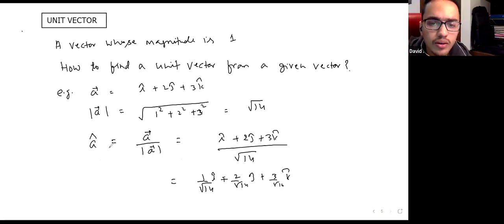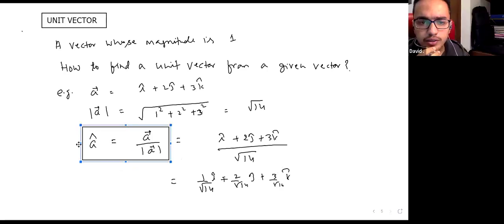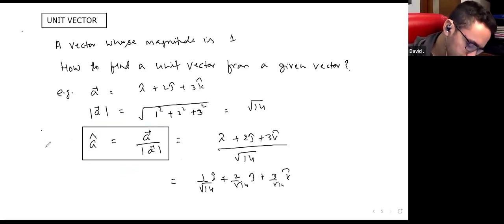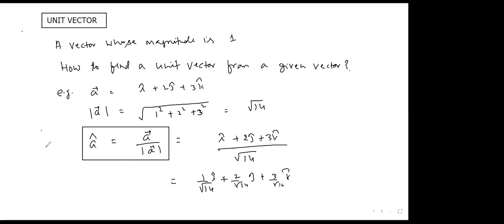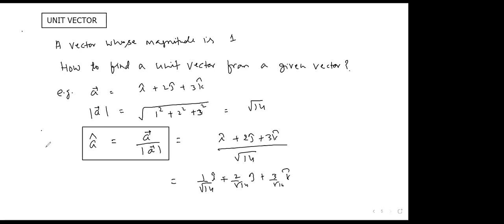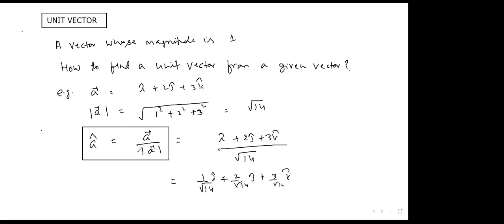So this is the formula for finding unit vector. Why is a cap there for unit vector? To denote unit vector. How will you distinguish between a unit vector and a vector? There is a symbol for that. A cap means it's a unit vector, and if just an arrow, that means it's a proper vector.